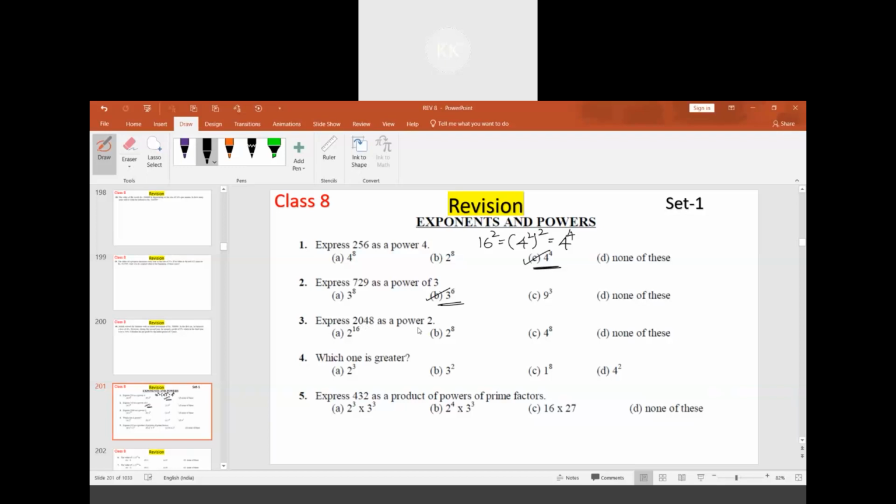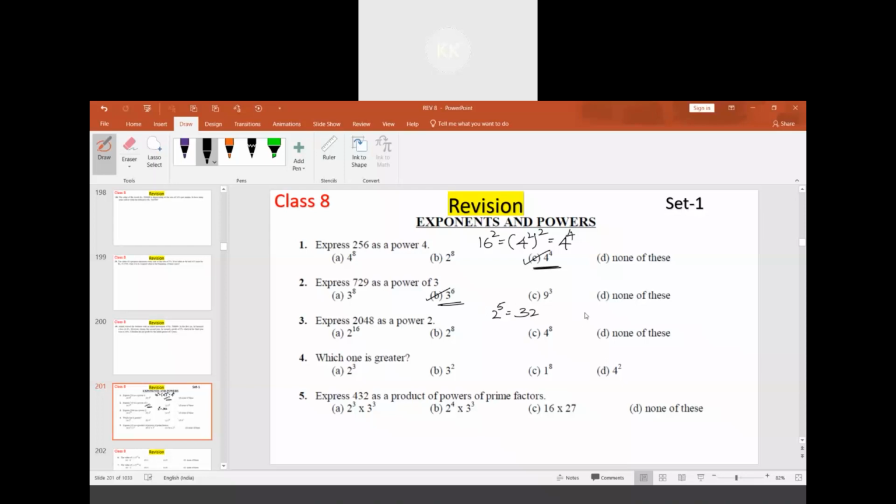Express 2048 as a power of 2. 2 to the power 16, sir. No, 2 to the power 8. Let me tell you, 2 to the power of 5 is 32. Correct? Then 2 to the power of 4 will not be the answer; 16 will be the only answer.